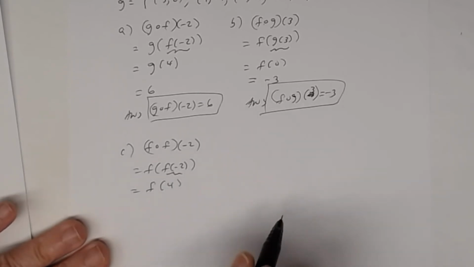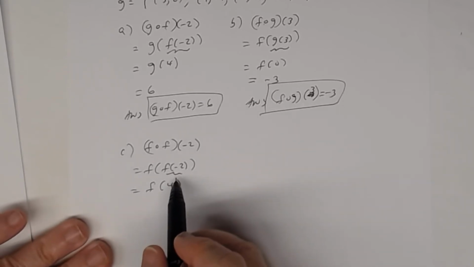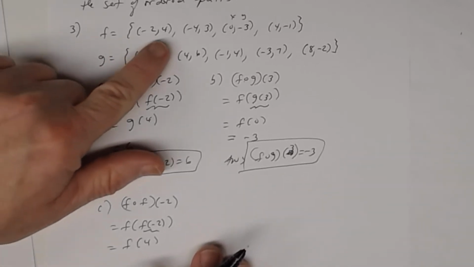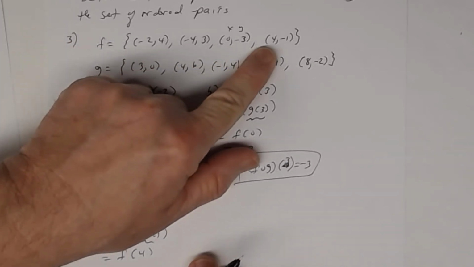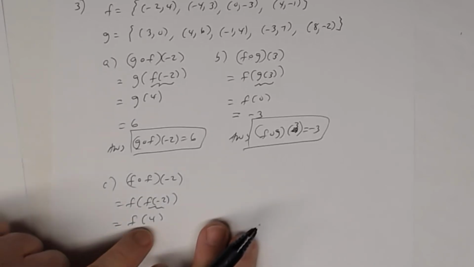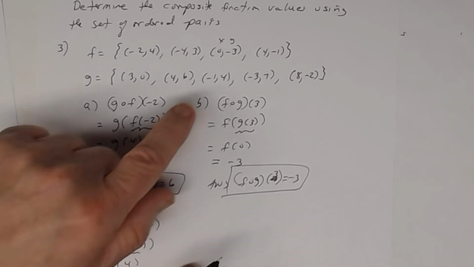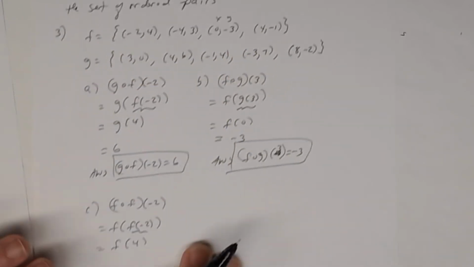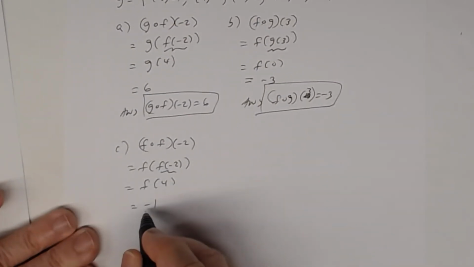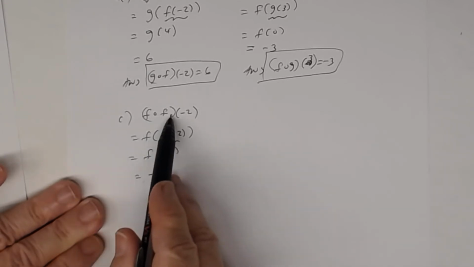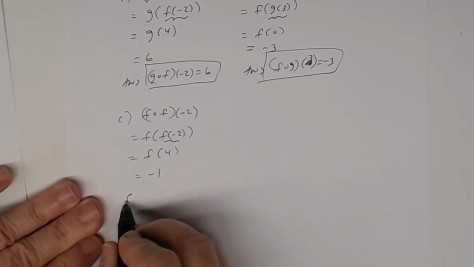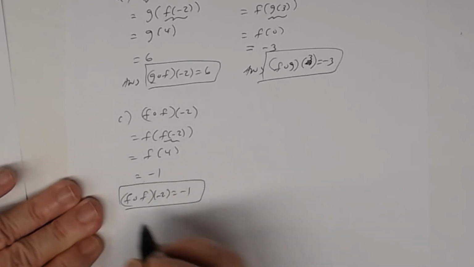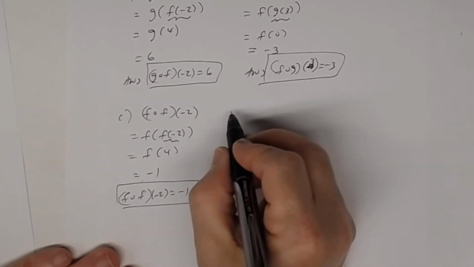My y value is 4, so f of 4. When x is 4, what's my y value? Remember your function f: when x is 4, my y value is negative 1. So this becomes negative 1. And so therefore, f composed with f at negative 2 is equal to negative 1. Very simple, not difficult at all.